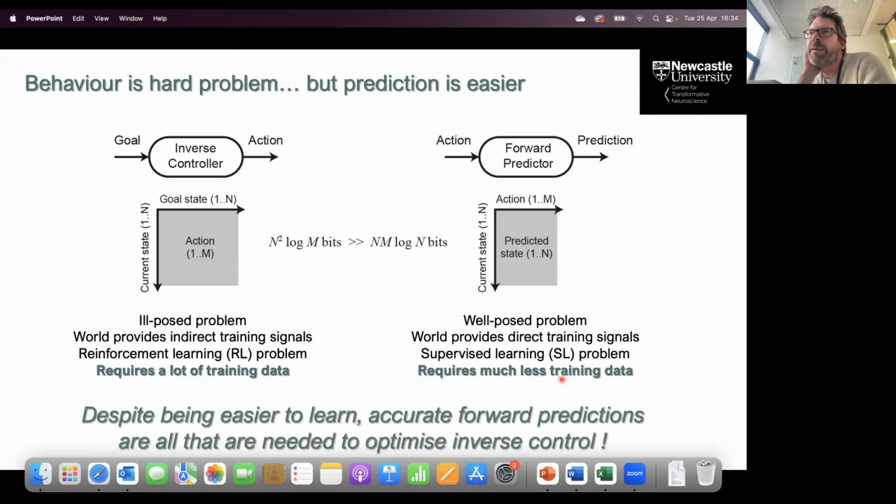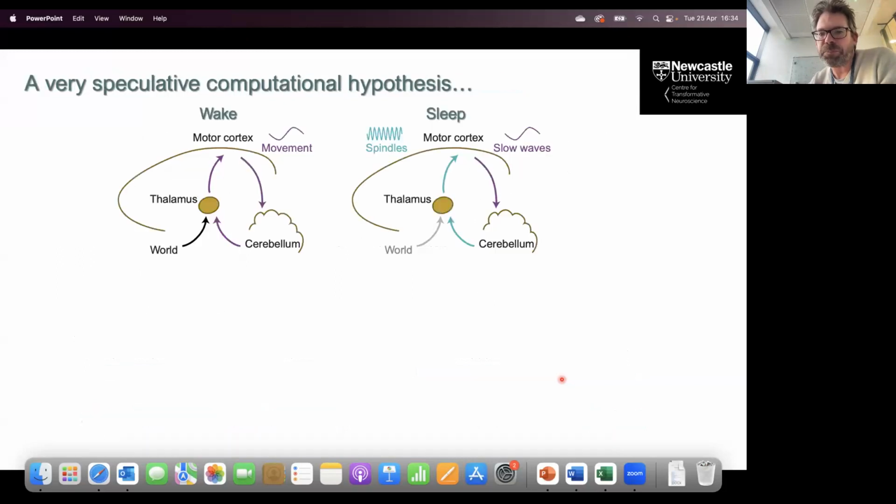But the surprising thing is that despite all these advantages of learning forward models versus learning inverse problems, if you've learned an accurate forward model of the world, that's all you need in order to produce an optimal inverse controller. Many of you probably know that there are many different ways of inverting a forward model into an inverse model, but basically they're models of the same thing. So an accurate forward model does contain all the information about the world, that is, all the information you would need to control an agent in that world.